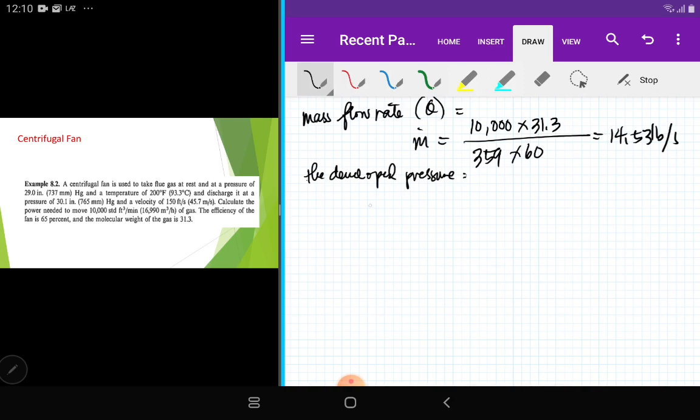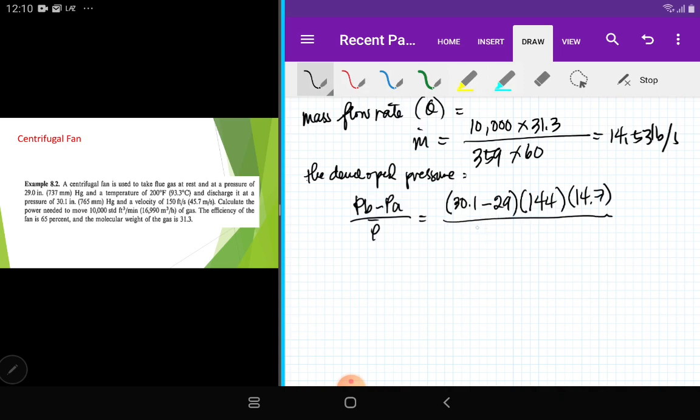Now the developed pressure is actually equivalent to delta P, which is discharge pressure minus the inlet pressure divided by the average density. Okay, this is actually the pressure head. This is then equivalent to 30.1 minus, that's the discharge, minus the inlet, which is 29.92, then of course the conversion factor 144 and 14.7, divided by the density, the average we got, 0.0642, leaving us with the answer of 1,212 feet pound force per pound mass.